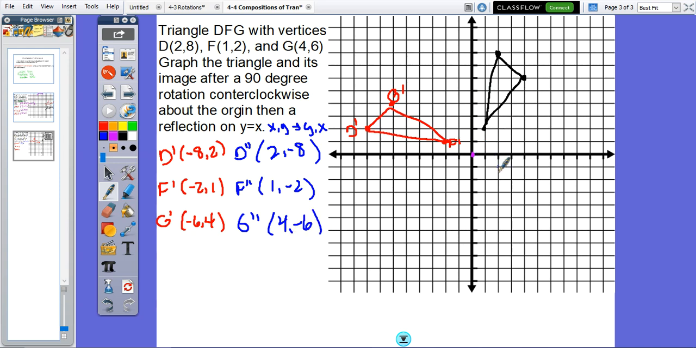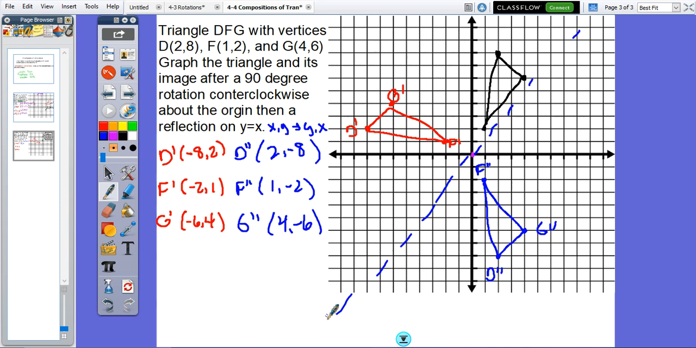We got 2, -8, 1, 2, 3, 4, 5, 6, 7, 8 right there. D double prime, 1, -2 for F double prime, and then 4, -6, G double prime. Connect those. Bam. So that got flipped over across this line right here. There you go. That is a composition.